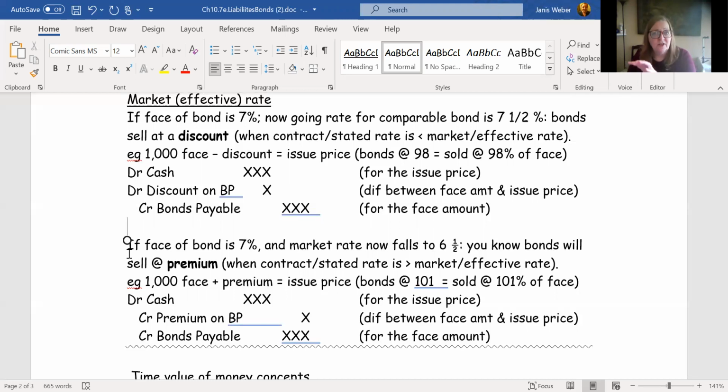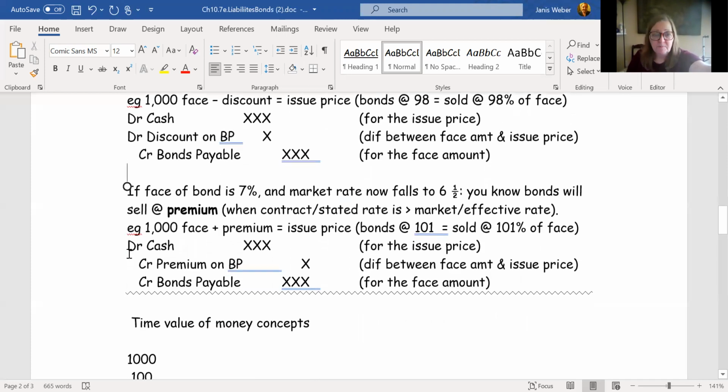$100,000 times the 98. Bonds issued at 98. So if it was 50,000, then bonds issued at 98. Oh, what's that going to be? 49,000 of the 50 would have been the cash we got from it.